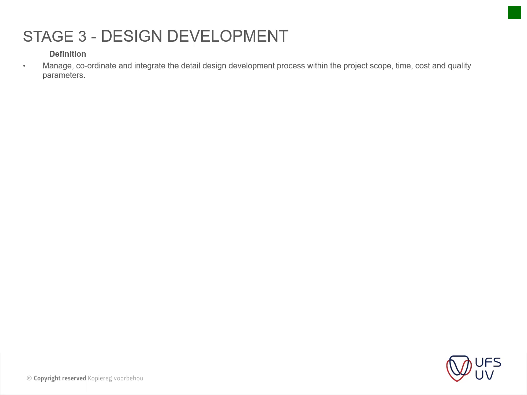So usually in design development, what happens is, okay, the footprint has been established. Now we start looking at what type of finishes are we going to use. Are we going to use brick and mortar? Is it going to be lightweight steel? Even though you've discussed it in stage 2, maybe it now becomes a reality.